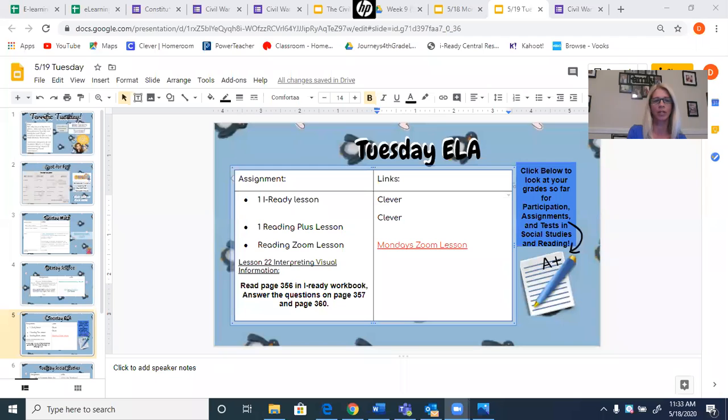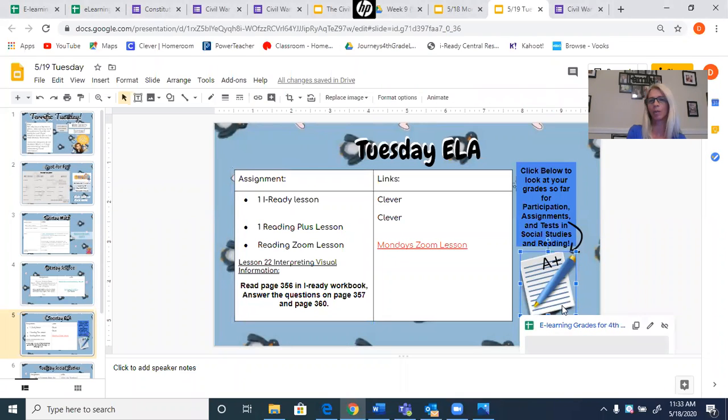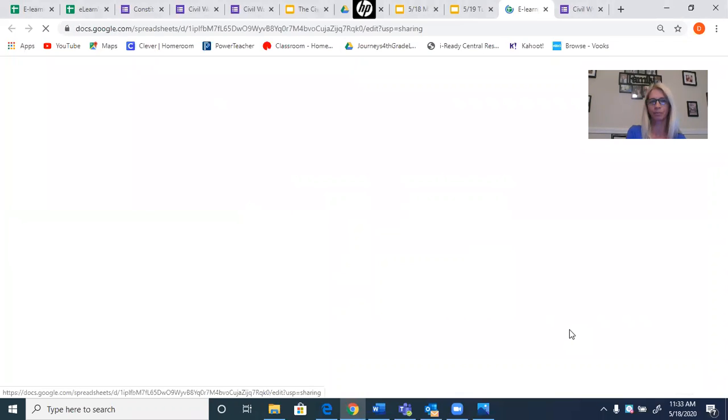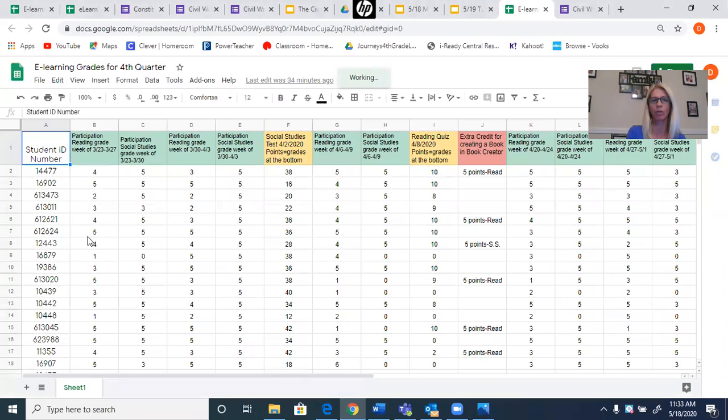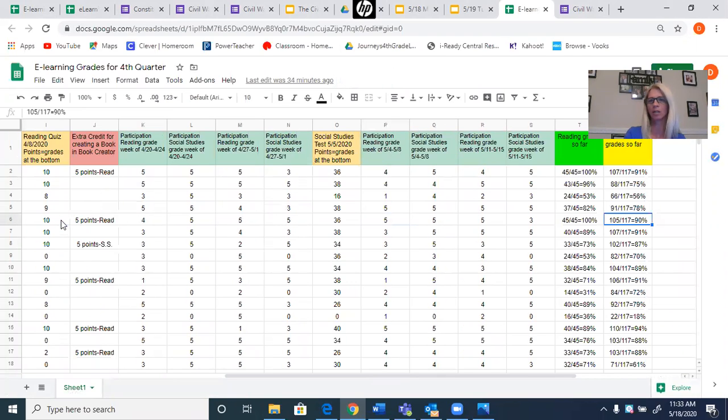You can go to any of the slideshows, and you can go right here and click on this little A+, and it'll bring your grades up. All you have to do then is look for your student ID number, which is the ID number that you have in Clever. And then once you click on that, you can go all the way across and see your grades. Okay, so I would check your grades, see where you're at, see if there's anything that we need to maybe do to kind of get your grades up, if you need them up. If not, then you're doing a great job.